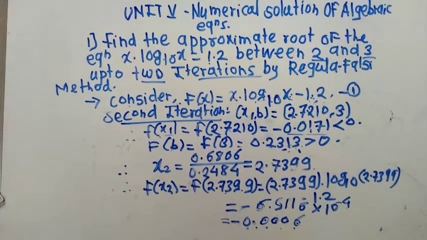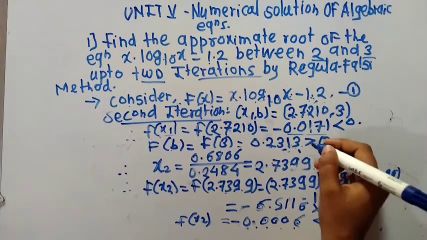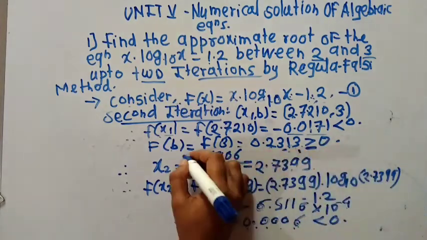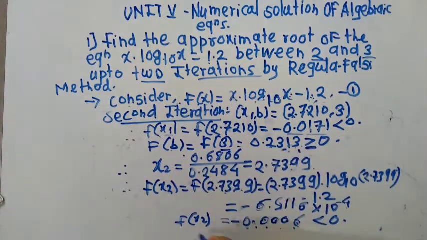So f of x2 is less than 0, and f of 3 is greater than 0. So f of 3 and f of x2 have opposite sign, so the root lies between them.